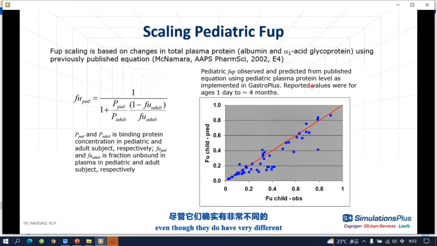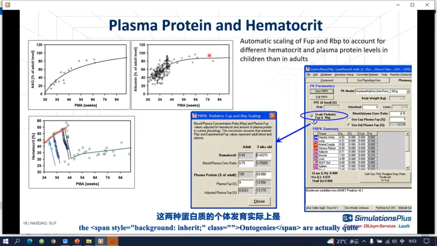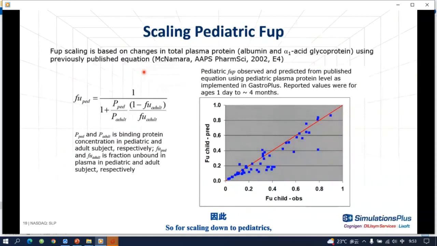And even though they do have very different absolute levels, if you look at the levels as a percent of adult levels, so scaled, the ontogenies are actually quite similar between those two proteins. So for scaling down to pediatrics, we actually got very similar correlation as the authors did in this publication, where they accounted for the major binding protein.